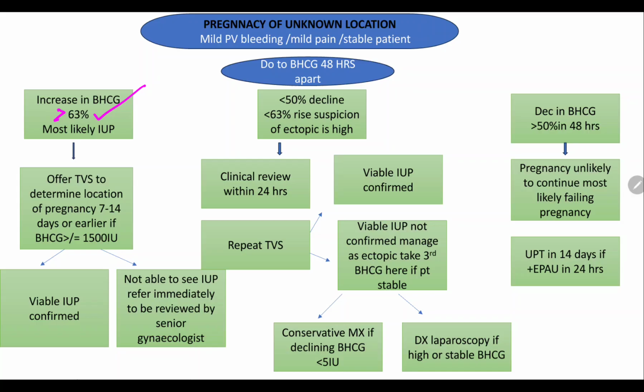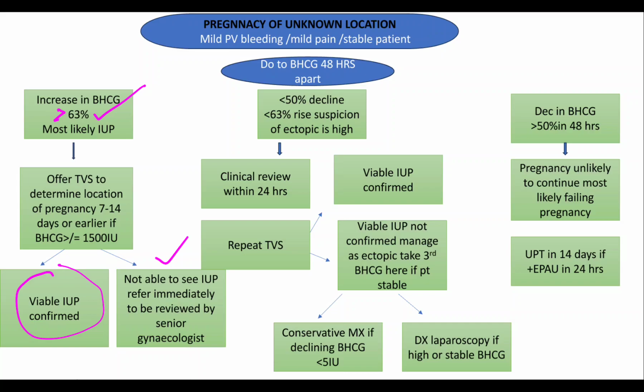Now you have to tell this patient that I need to give you another appointment to check for the location of the pregnancy. For that we will offer you a transvaginal scan, which we will most likely do after a week or two, or we can perform it earlier if the beta HCG is more than or equal to 1500, because most likely the pregnancy can be located on the ultrasound at that level. So we have two options: either a viable intrauterine pregnancy is confirmed, or we are still not able to see the intrauterine pregnancy. Then we have to refer this patient immediately to a senior gynecologist.